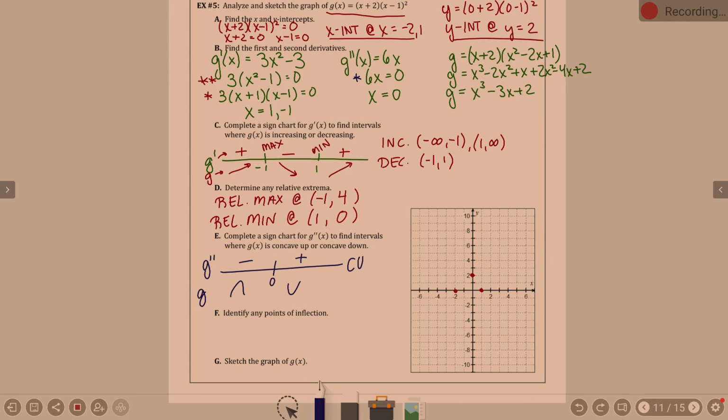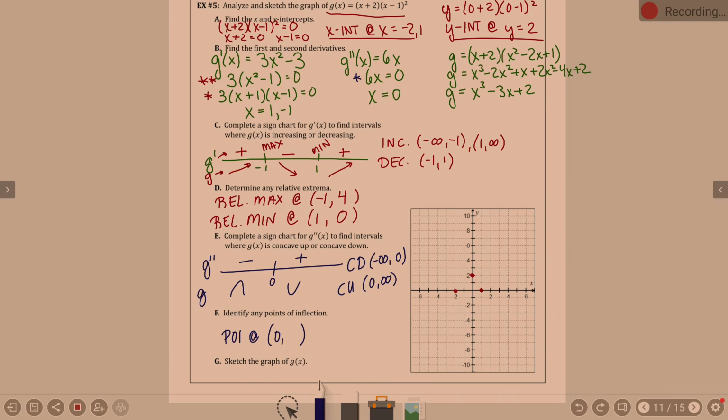Yep, and that's what part F asks. The concave down interval is negative infinity to 0. The concave up interval is 0 to infinity. Since my concavity changes at x equals 0, there's a point of inflection at 0 comma something, and that's because the concavity changes.